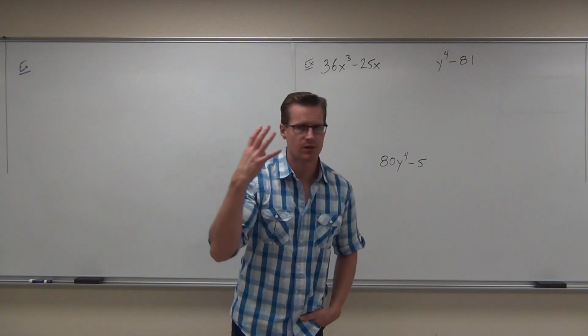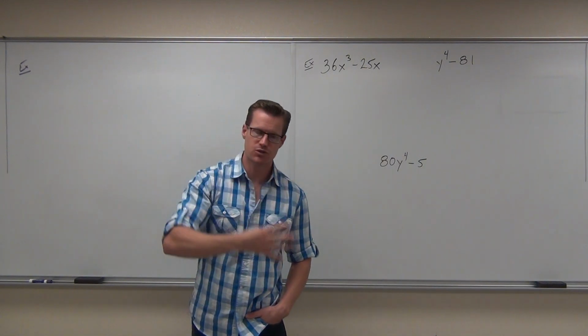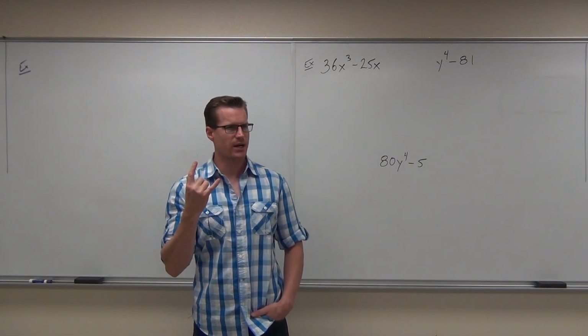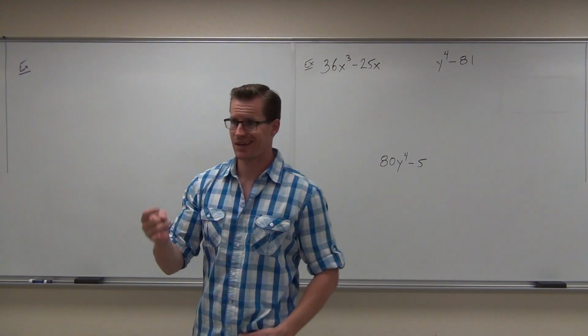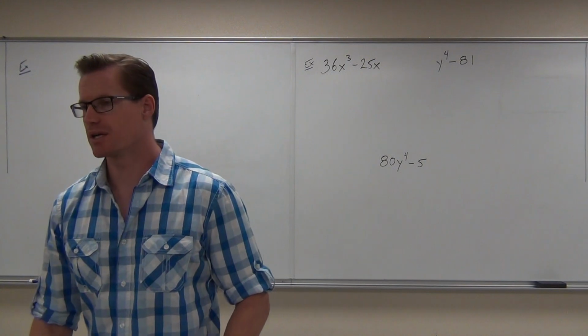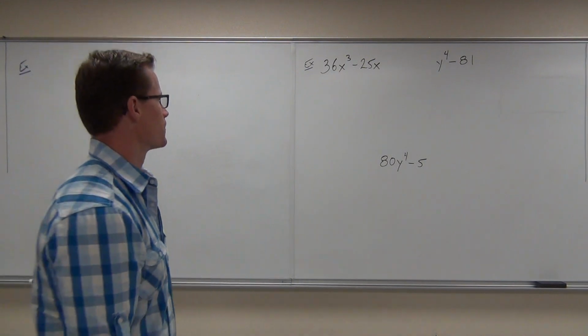Again, four terms, grouping. Three terms, diamond problem, so that you can use grouping. Two terms, really, for right now, if we have squares, we're really just looking at a difference of squares. That's kind of the only thing that we can do after you take care of the GCF. So I'm going to start on the first one here.